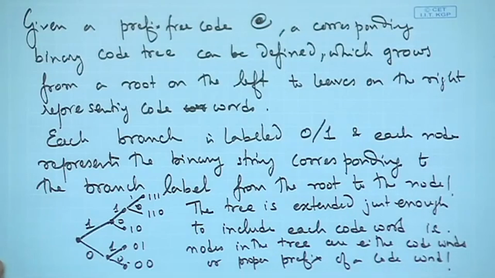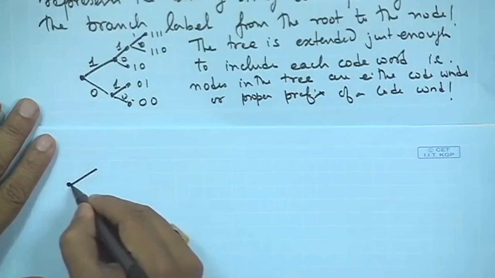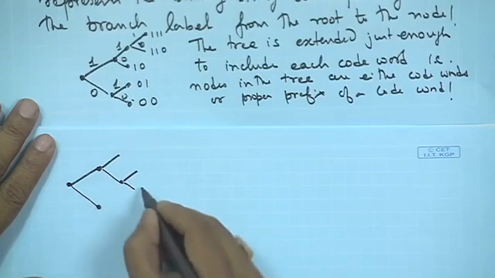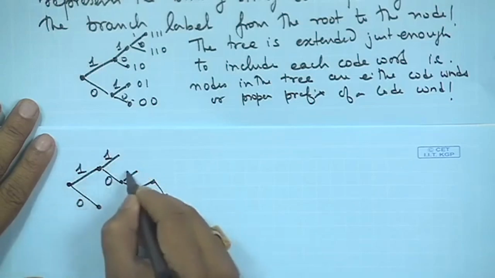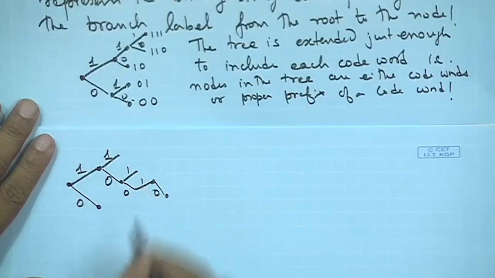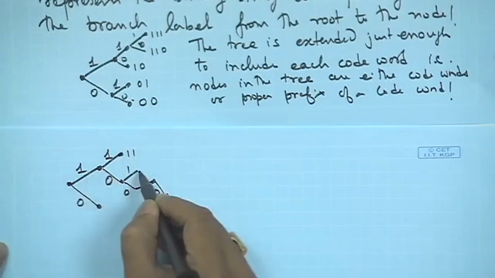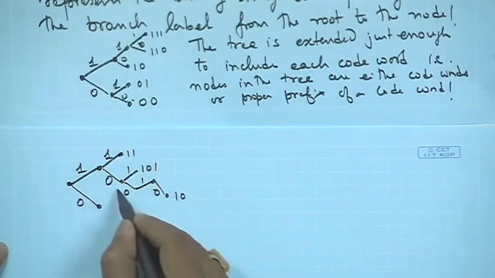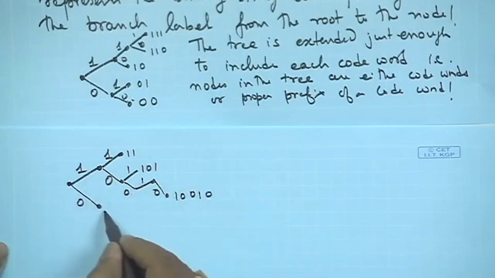Now, what it means is that the tree is not arbitrarily designed. That means, you could say that I start off a binary tree from here, from the root it grows towards the right, and then I keep on doing like this. So, this is 0, this is 1, this is 1, this is 0, 1 0, 1 0. This would mean that the code word here is 1 1, here it is 1 0 1, here it is 1 0 0 1, it is not ending, here it is 1 0 0 1 0, and here it is 0.